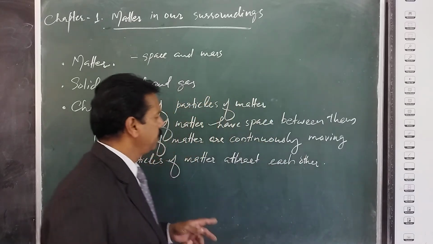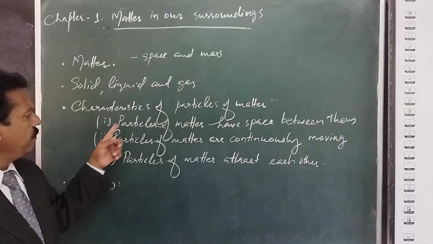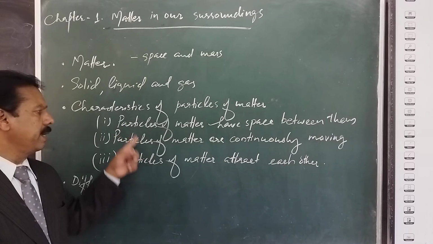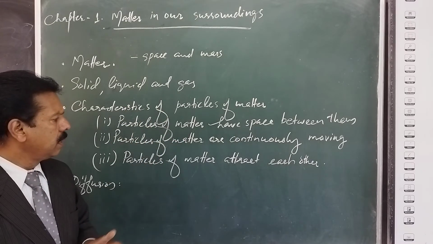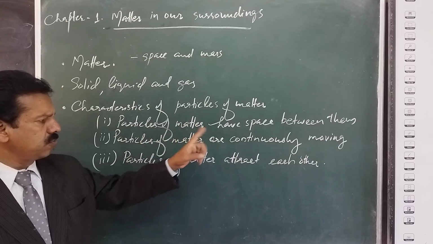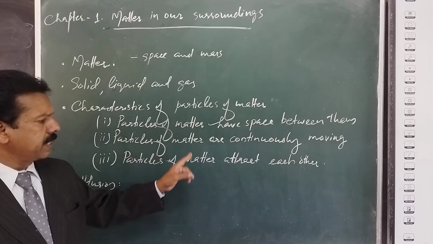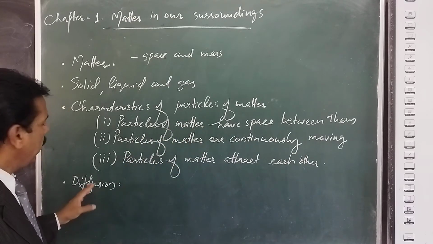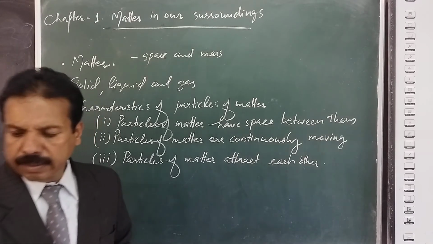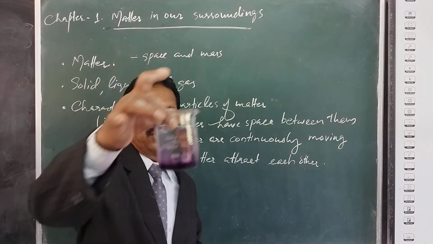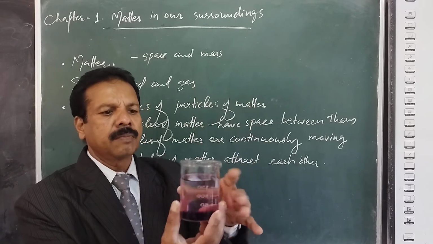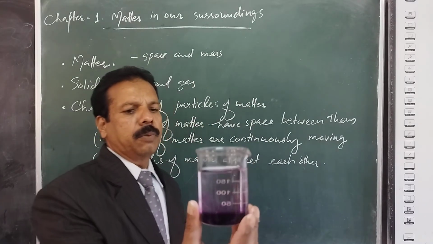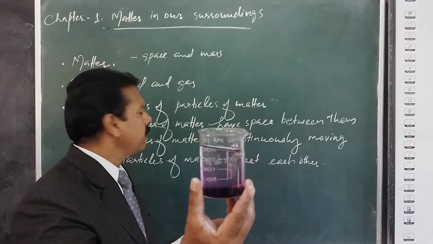That is why we have to think about these three characteristics. Particles of matter have space between them. Particles of matter are continuously moving. Particles of matter attract each other. And now you can see the color of the particles is slowly changing, and potassium permanganate is spreading everywhere.